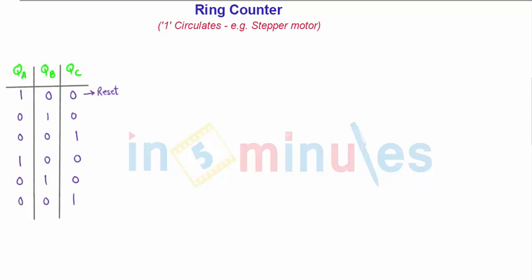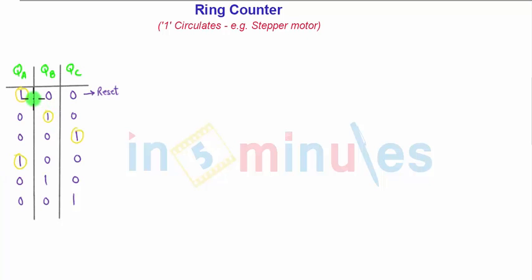So let us consider a 3-bit ring counter. The 3 bits I have chosen as A, B and C, so the outputs of the flip-flops A, B, C are QA, QB, QC. Now I have set 100 as the reset position, because whatever this 1 is, the output of QA, will be circulating over A, B, C. In the first cycle QA will be 1, in the second cycle QB will be 1, in the third cycle QC will be 1, and the next cycle again QA will be 1.